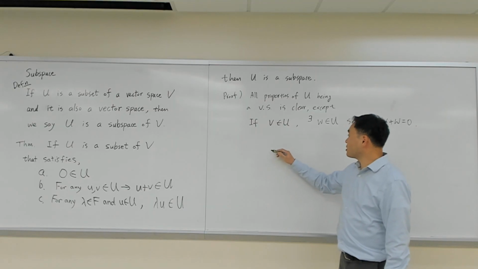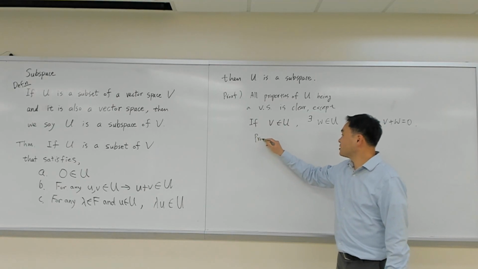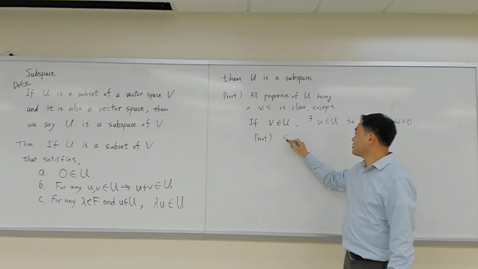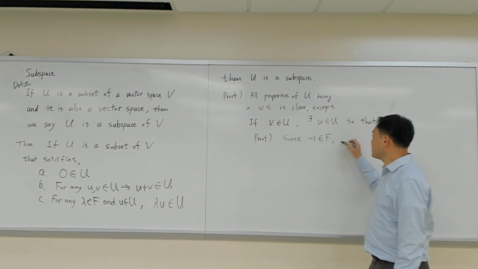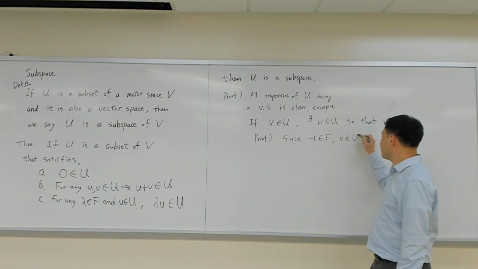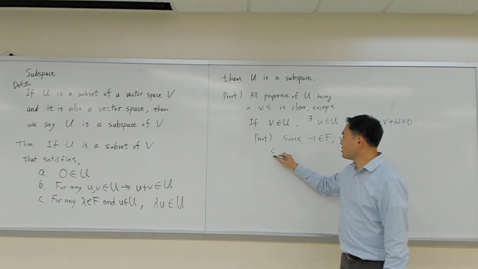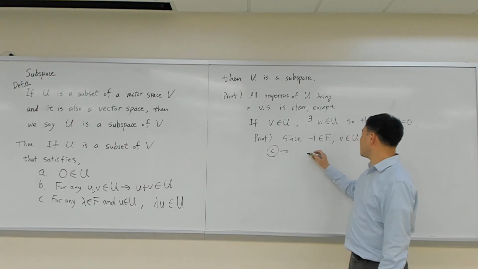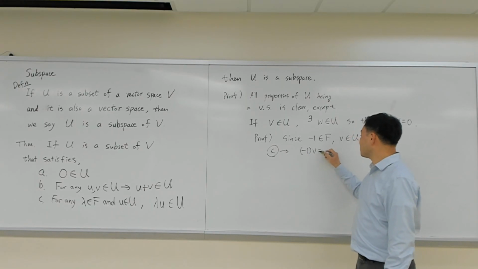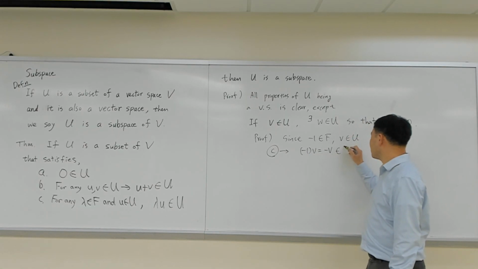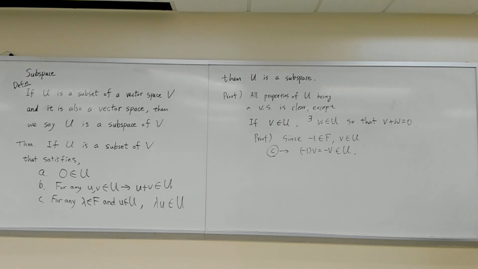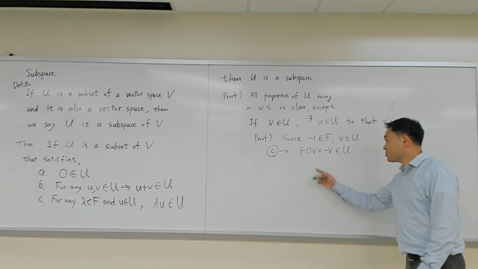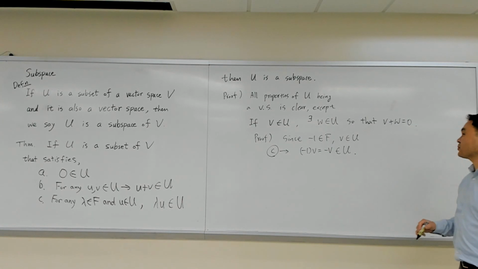Yeah, so the proof is: since -1 is in F and v is in U, property C implies that -1 times v, which equals -v, is in U. And that's the inverse. We showed that last time, right? The additive inverse of v is -1 times v. That's something that we showed last time. So that's it.